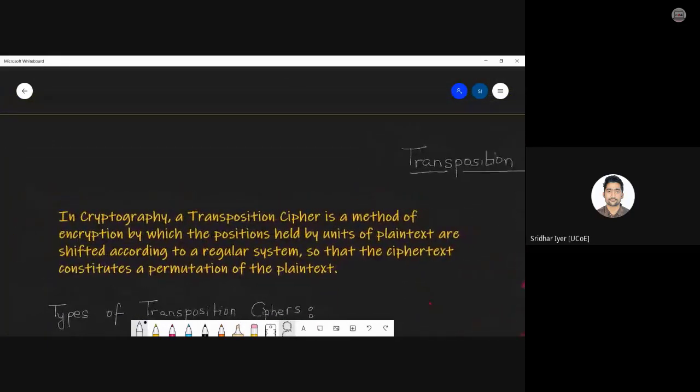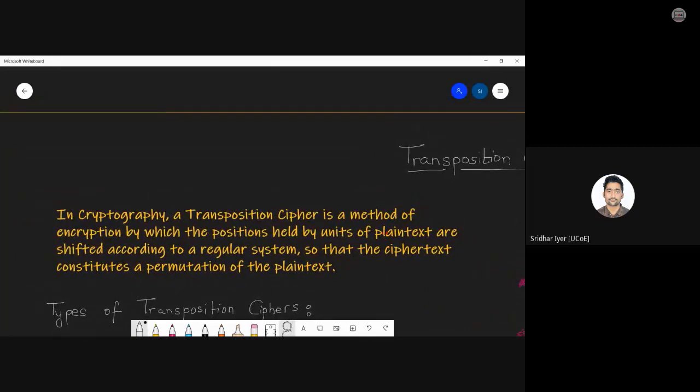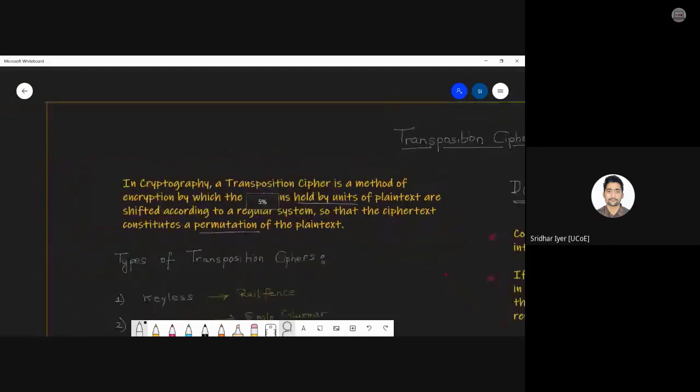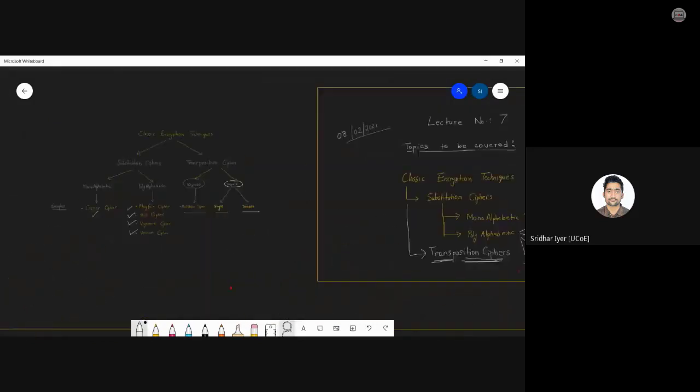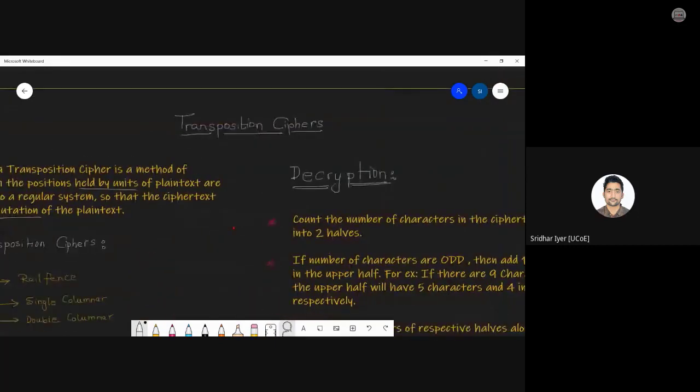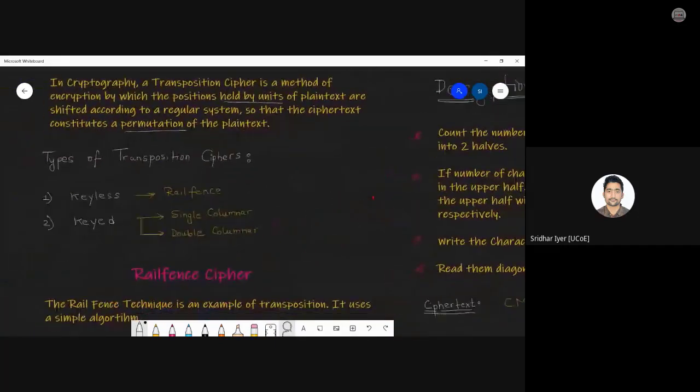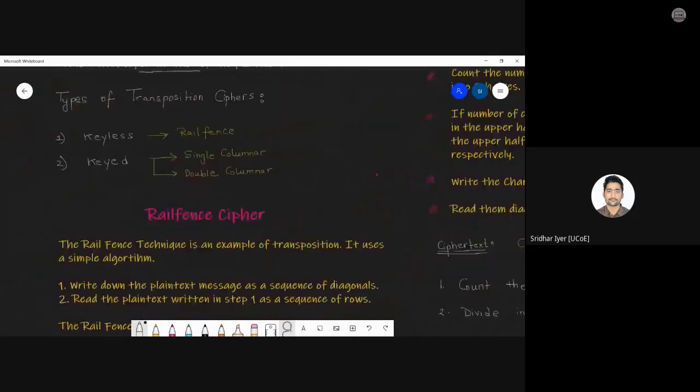Just let me dictate this definition for you. A transposition cipher is a method of encryption by which the positions held by the units of plain text are shifted according to a regular system, so that the cipher text constitutes a permutation of the plain text. Permutation is nothing but scrambling up or jumbling the sentences or jumbling the characters. Am I clear? This is what I had explained during the explanation over here. Fine. So whenever we are jumbling the characters of the plain text to make a different sort of a text, that is what we call a cipher text, that entire process is known as transposition.